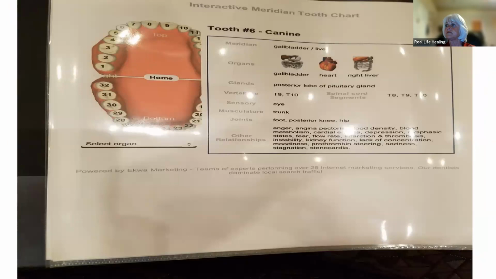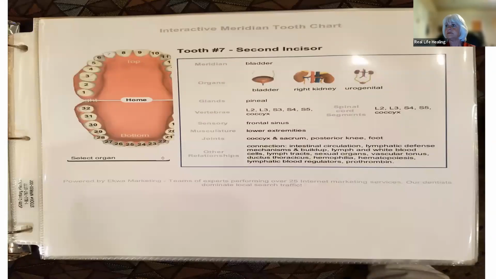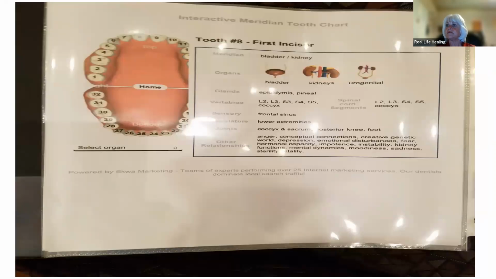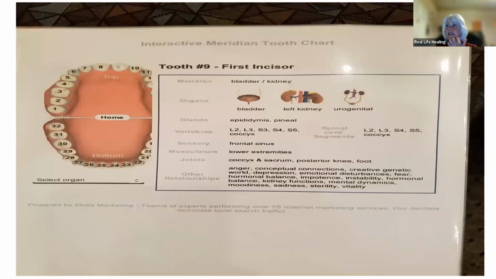So here's 6: gallbladder, heart, liver. Again, what about the bladder and right kidney? Your pineal gland. It looks like it might have something to do with the frontal sinuses. 8, that's right here in the front. Now let's look at 9. Aren't they really similar? That's because they're right there close together.